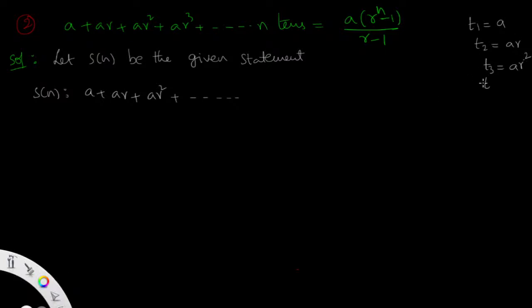ar square is T3, ar cube is T4, as given. Then we can generalize it: Tn equals... T4 means power is 3, T3 is power 2, T2 is power 1, T1 is r power 0, you can write. So similarly, for the nth term the power is one less. Therefore the nth term should be a into r power n minus 1. That is why here we write, in the place of the nth term, a into r power n minus 1.